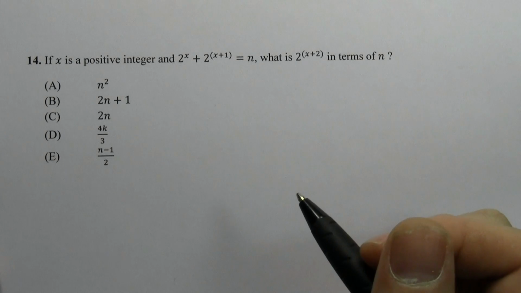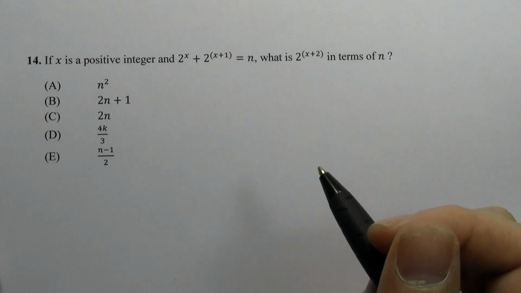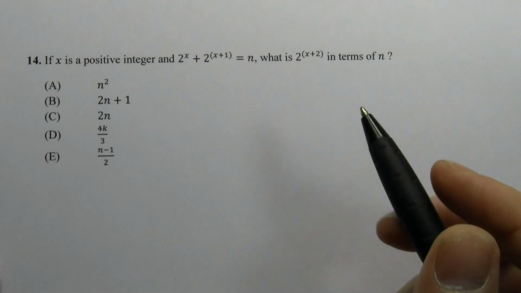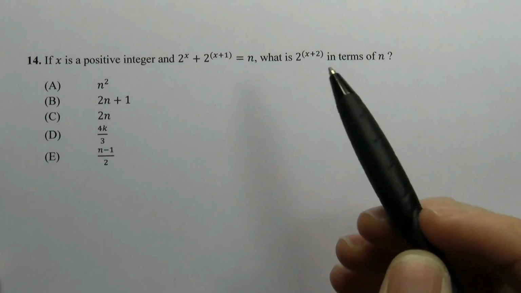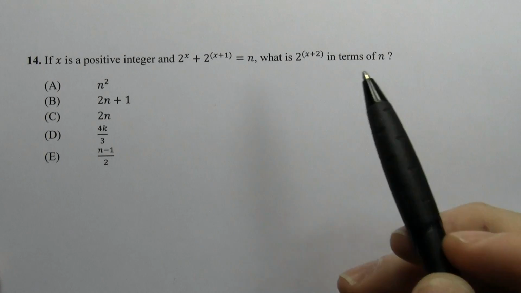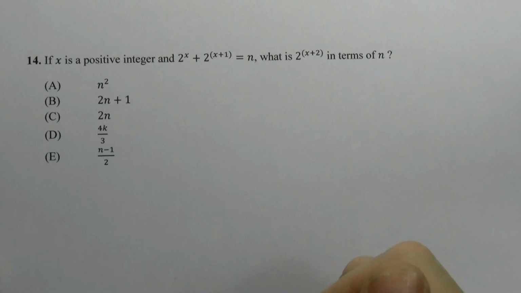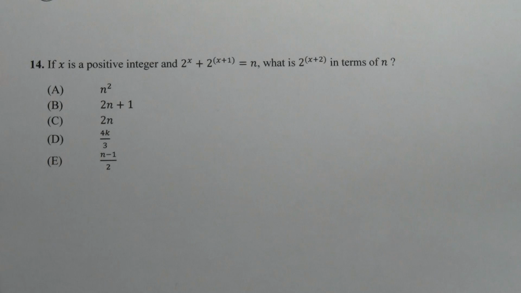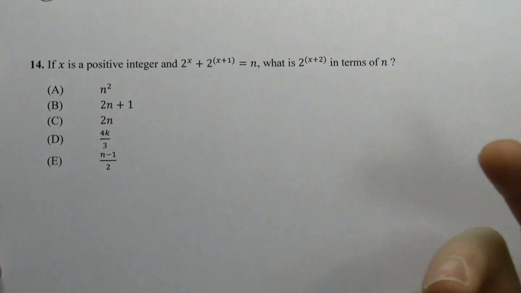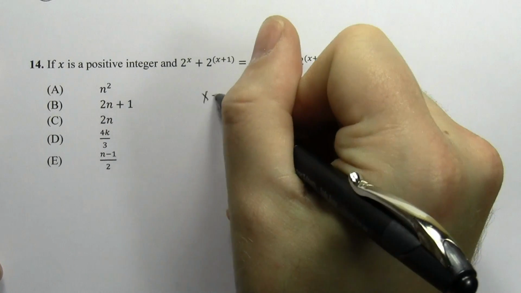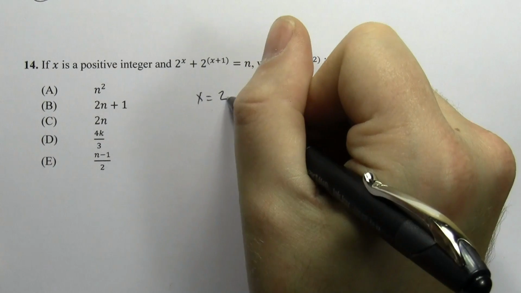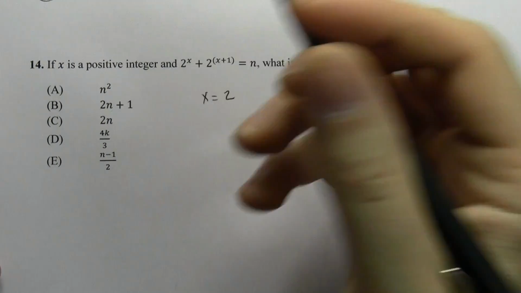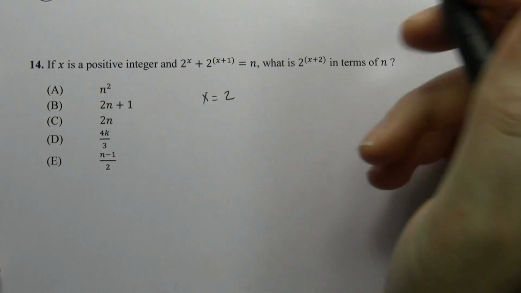It says x is a positive integer, and 2 to the x plus 2 to the x plus 1 equals n. What is 2 to the x plus 2 in terms of n? And this is a perfect example of a question for which using your own number makes your life so much easier than solving algebraically. So let's just pick an easy number for x. Let's say x equals, I don't know, 2. You could use 3, you could use 1, you could use 72. 2 is fine though, right?